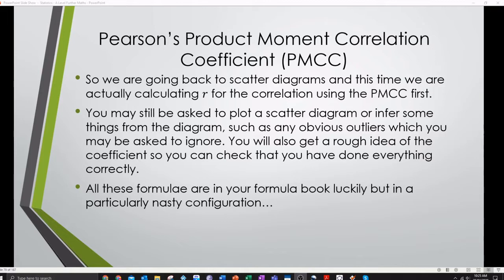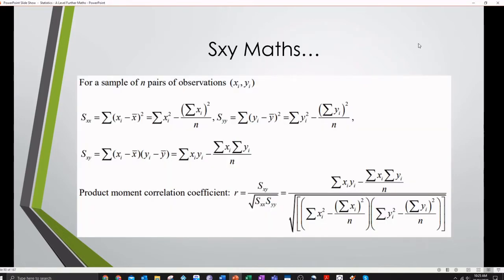Now we need to calculate R, and the formula is in the formula book, but it isn't the most appealing formula. So I call this sexy maths because we have SXX, SYY, and SXY. Sexy always goes on top, so you have something to look at. So R equals SXY over the square root of SXX times SYY. That looks a bit of a mouthful. It looks like a lot of work, but it's actually reasonably straightforward.